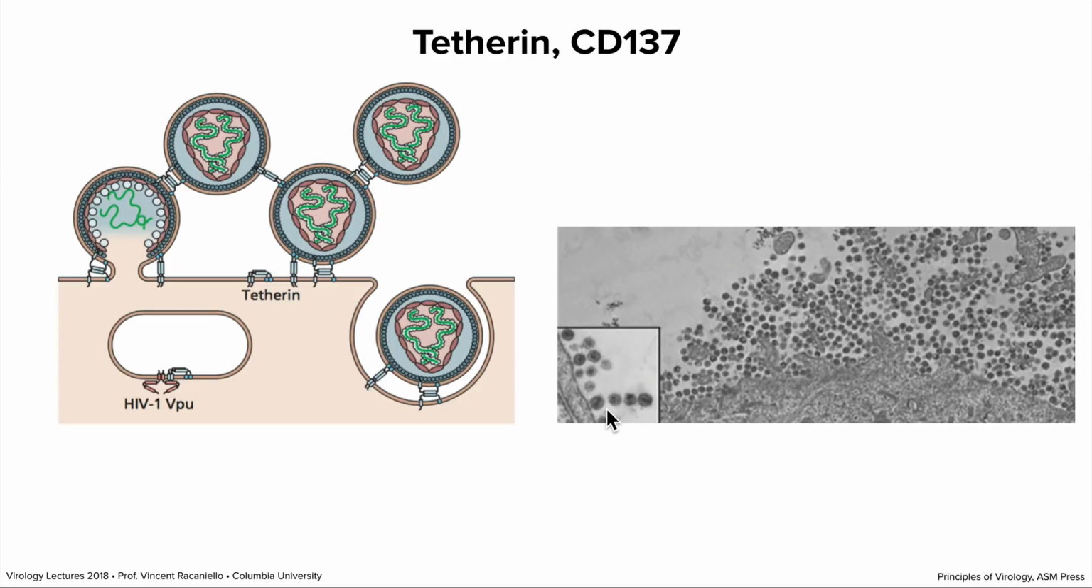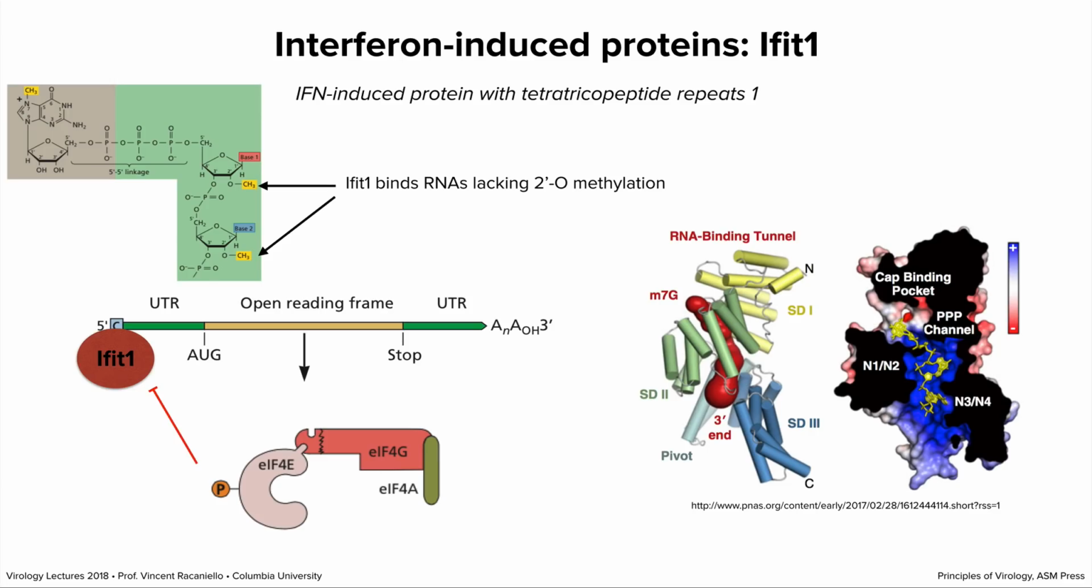Now, of course, there's an antagonist encoded in the HIV genome. It's called VPU, which prevents Tetherin from getting to the cell surface. And so that's why HIV replicates, because it has this protein that has evolved to have this function of antagonizing this particular interferon-stimulated gene product. Very cool. Another interferon-stimulated gene product is called IFIT1.